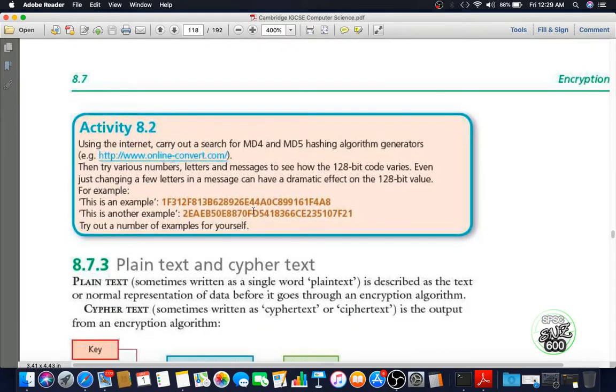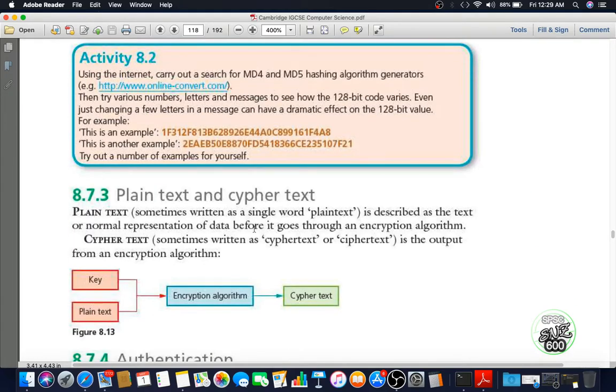So the next question is the process of making ciphertext. We learned this topic earlier. Plain text is described as the normal representation of data before it goes through an encryption algorithm. Ciphertext is the output from an encryption algorithm.